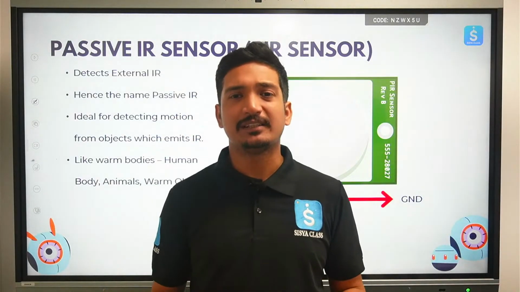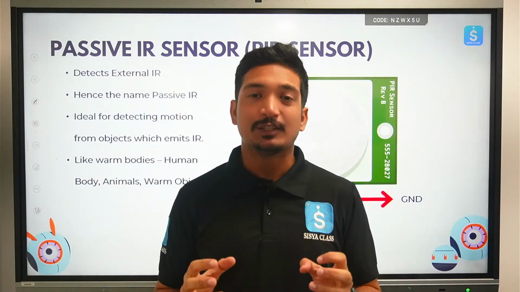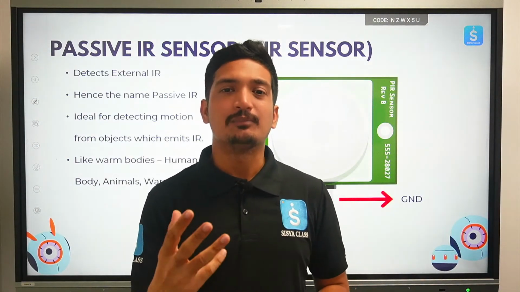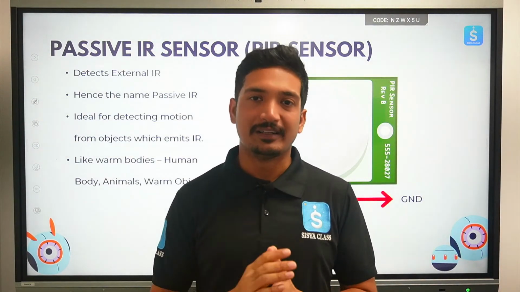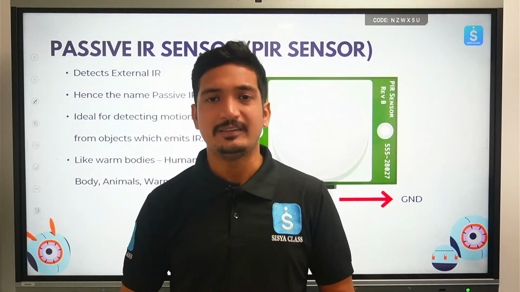Now, where do we see this in our day-to-day life? Any object which is warm, and we can feel that warmth, usually that comes from infrared radiation. So that warmth can be felt by infrared radiation.